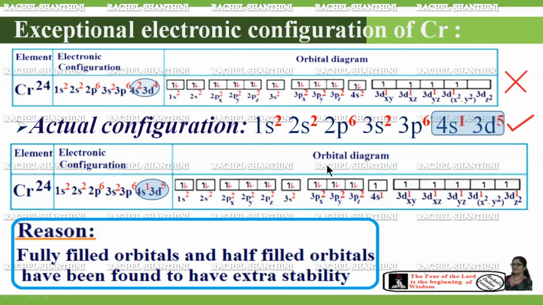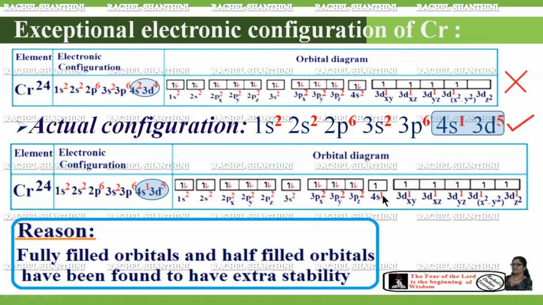Electronic configuration in terms of orbital diagram for chromium: 2 electrons will occupy 1s as usual, 2 electrons will occupy 2s as usual, 2 electrons will occupy 2px, 2 electrons 2py, 2 electrons 2pz, 2 electrons occupy 3s. Coming to 3p, 2 electrons will occupy 3px, 2 electrons 3py, 2 electrons 3pz. Up to this is normal, right?